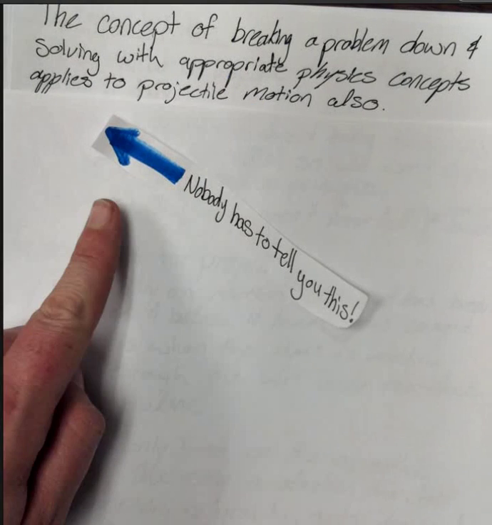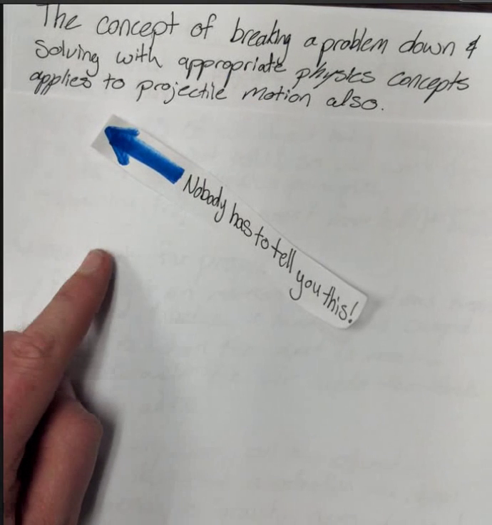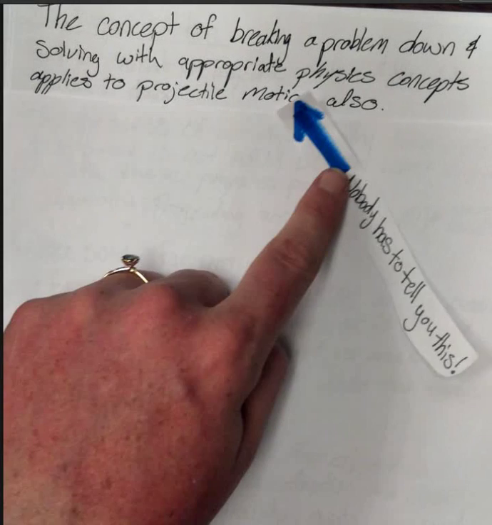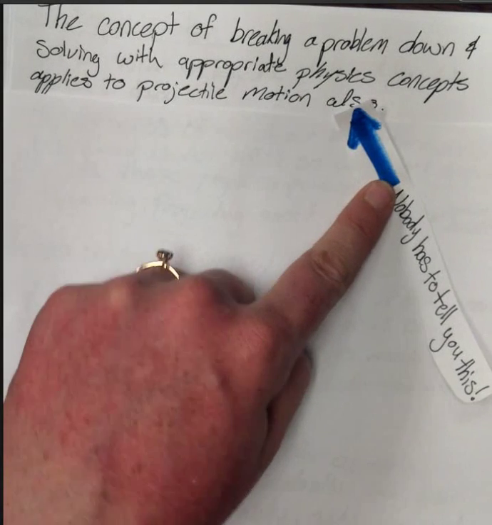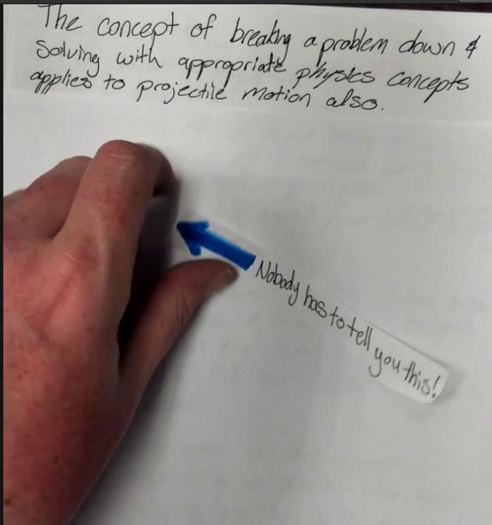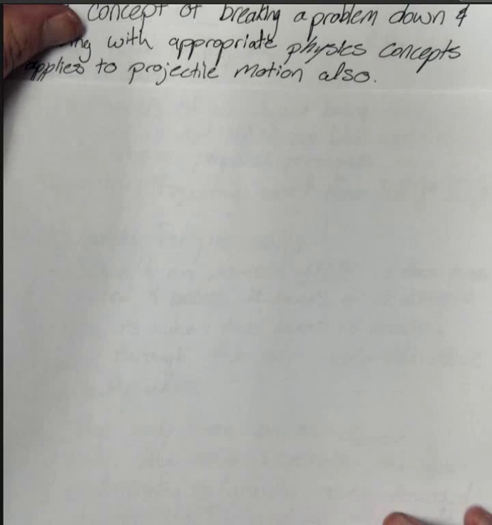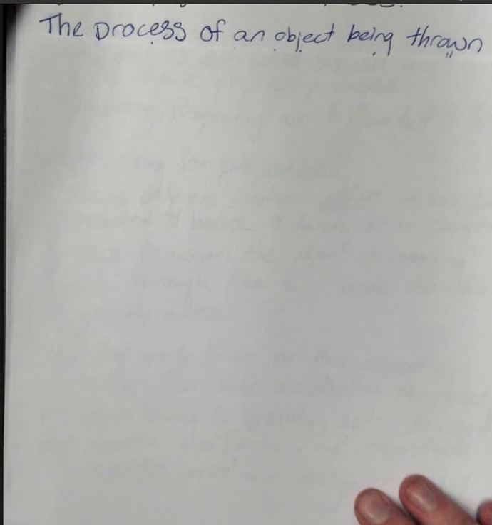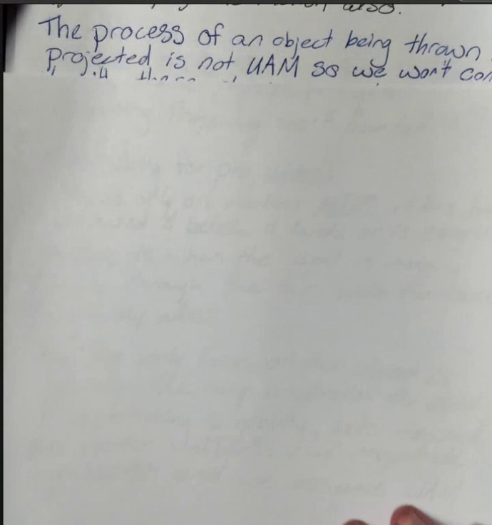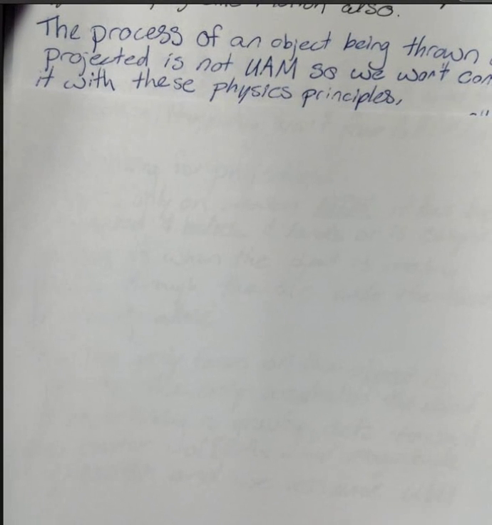You have to decide where the boundaries are, and you have to decide what the appropriate physics concepts are, and then you apply them and solve the problem. So we're going to be doing that for projectile motion also, and we're going to talk about the boundaries of projectile motion. The process of an object being thrown or projected is not uniform accelerated motion, so we don't ever consider it with the physics principles of uniform accelerated motion.